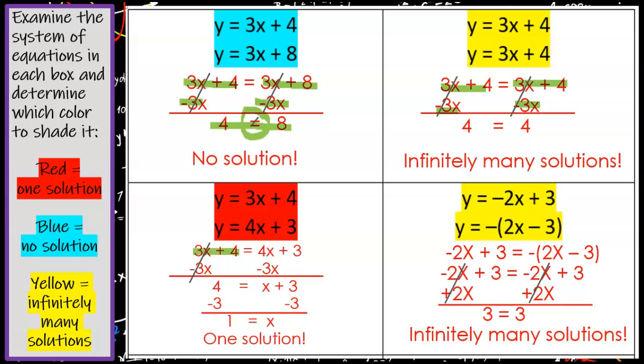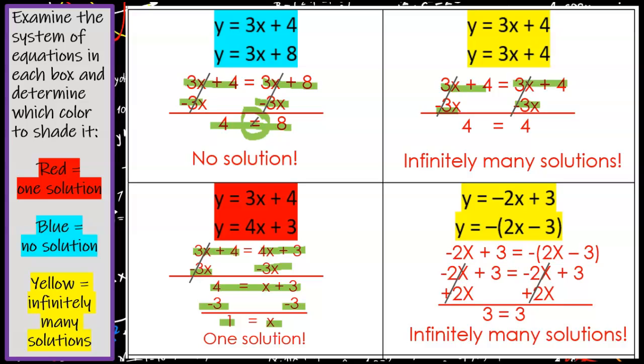And we have 3x plus 4 is equal to 4x plus 3. Let's subtract 3x on both sides, leaving us with 4 is equal to x plus 3. Then let's subtract 3 on both sides, leaving x by itself is equal to 1. So only one solution would make this system true. So this one is one solution. We would have one intersection on this if we graphed these equations.